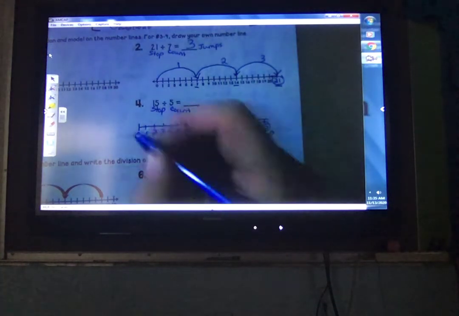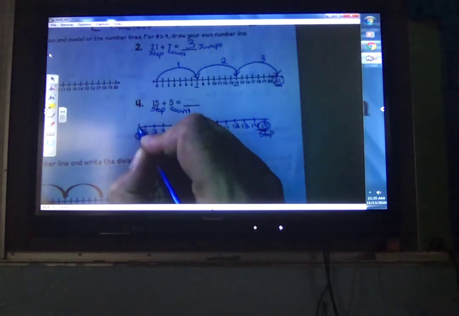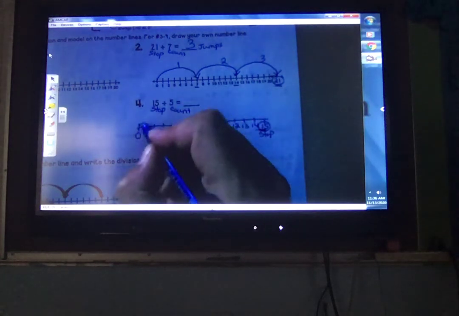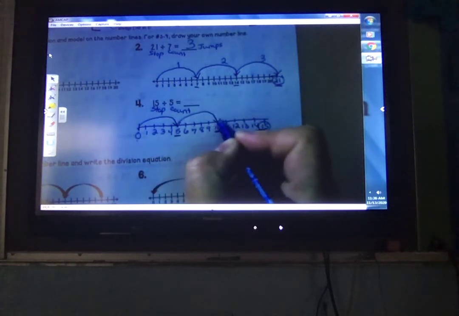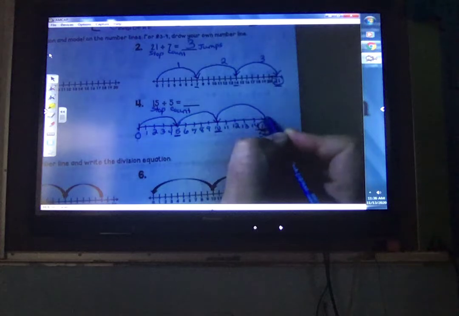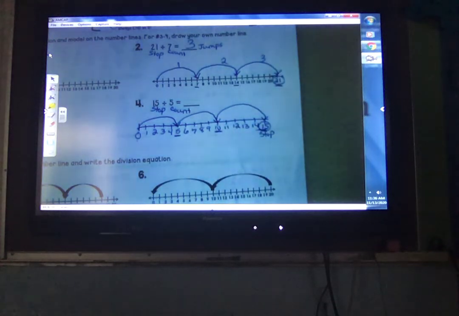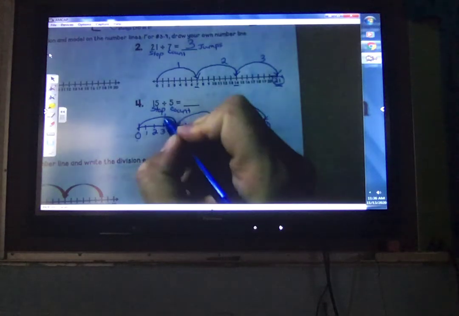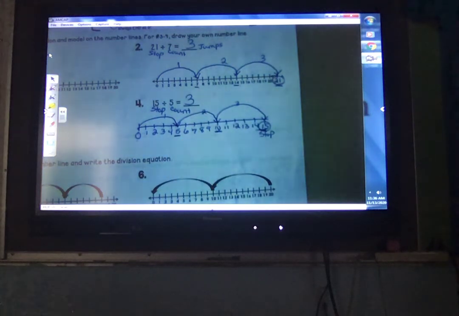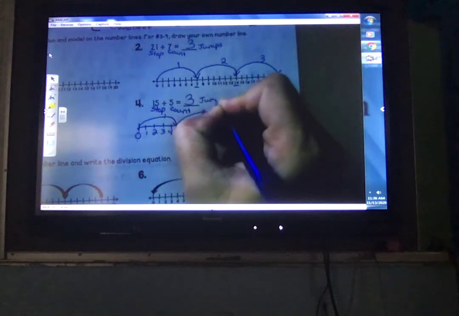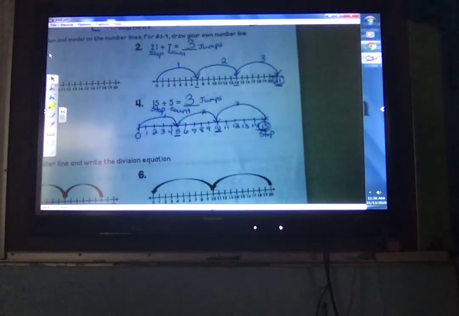Now we're going to jump. Start at 0. Again, do not start at 1. Start at 0. Jump to 5, because we underlined it, jump to 10, because we underlined it, jump to 15, because we underlined it, and stop. 15 is my stop sign. How many jumps do I have? 1, 2, 3. So 15 divided by 5 is 3. 3 jumps. Your answer is your jumps. I'm going to write jumps next to my 3. I will work 1 at the bottom.